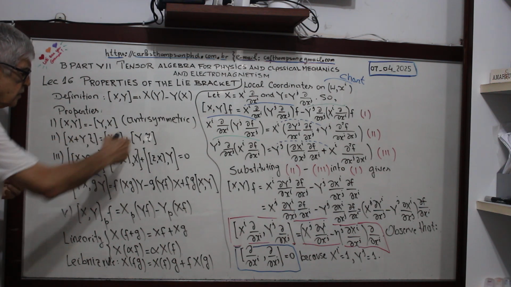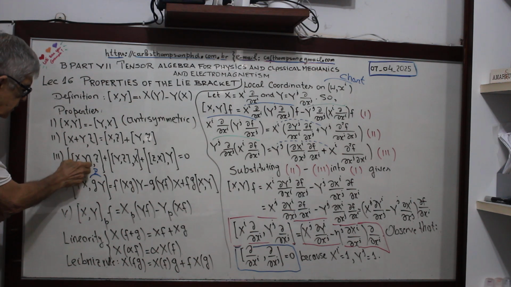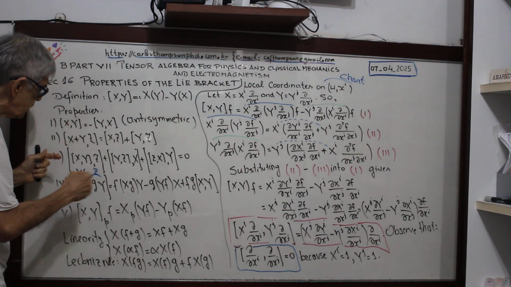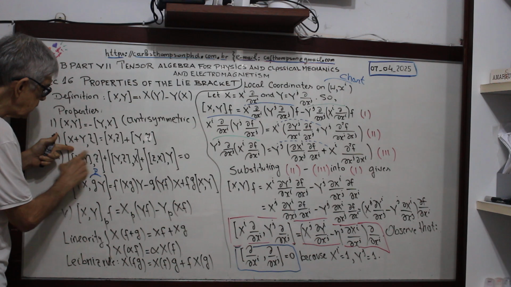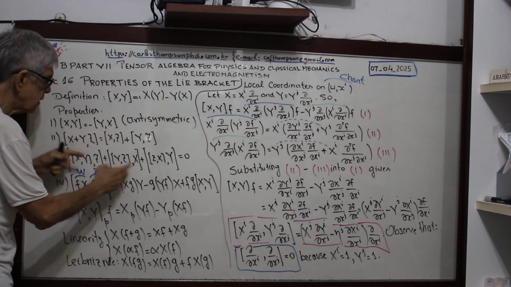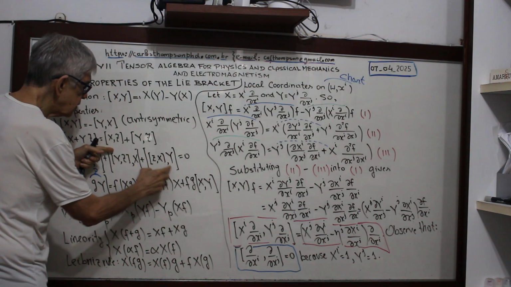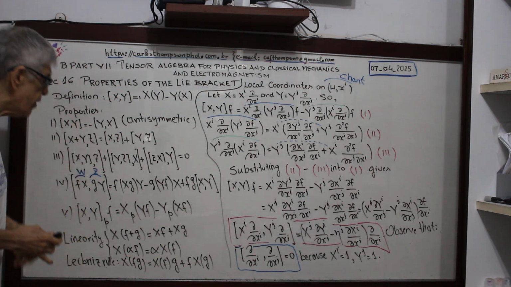You can show this using local coordinates. It's quite easy. Now the third one, with the Lie bracket inside, comma Z. You can cycle cyclically: you have X here, Y here, Z here, X here, again Y here, Z, X and Y. This is the Jacobi identity, which I already derived previously.